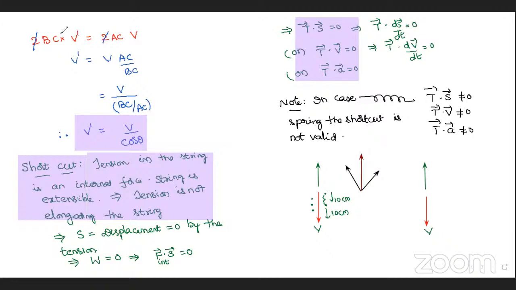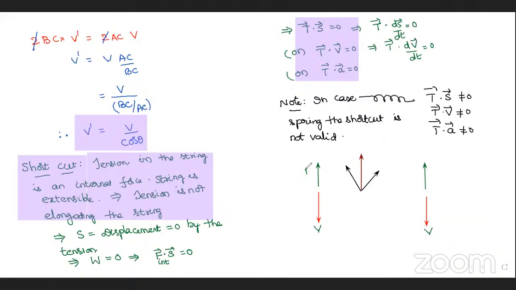Yes, intermolecular velocity. But here this V is not intermolecular velocity. That is the velocity of the string. That's why here you should not link both. So I think now you understood. Right, come to here.